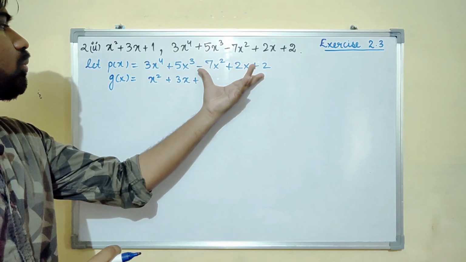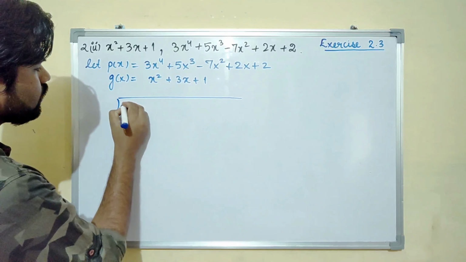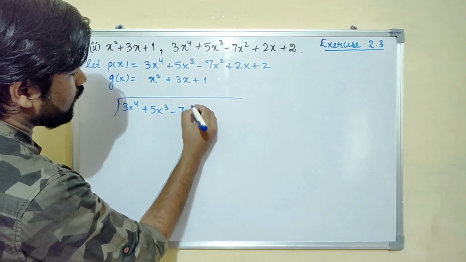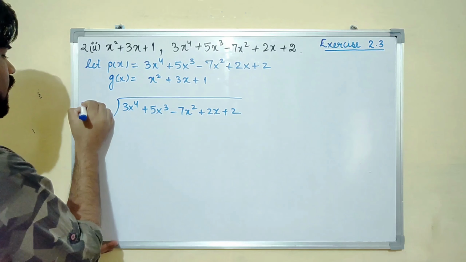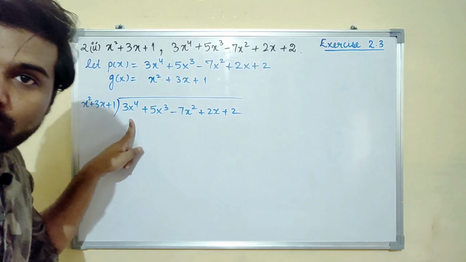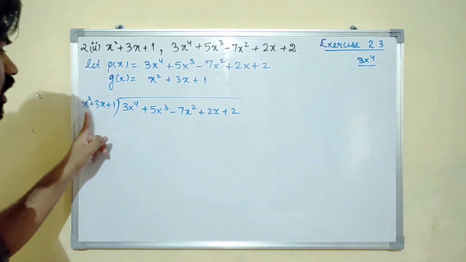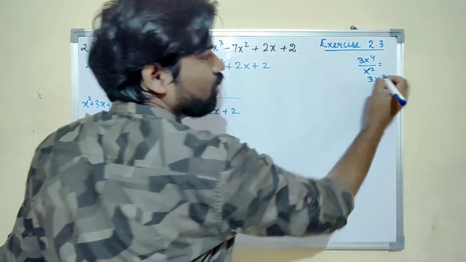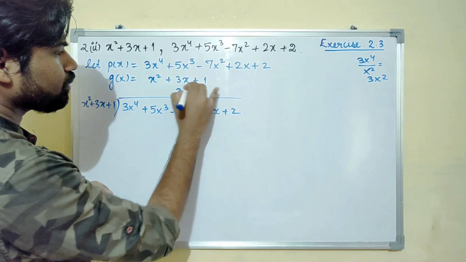Now divide the p(x) by g(x). Let us divide it. The dividend is 3x to the power 4 plus 5x cube minus 7x square plus 2x plus 2, and the divisor is x square plus 3x plus 1. Okay, the first term of the dividend is 3x to the power 4, which will be divided by the first term of the divisor, which is x square. It will give you 3x square. Okay, now you will write it here, 3x square.